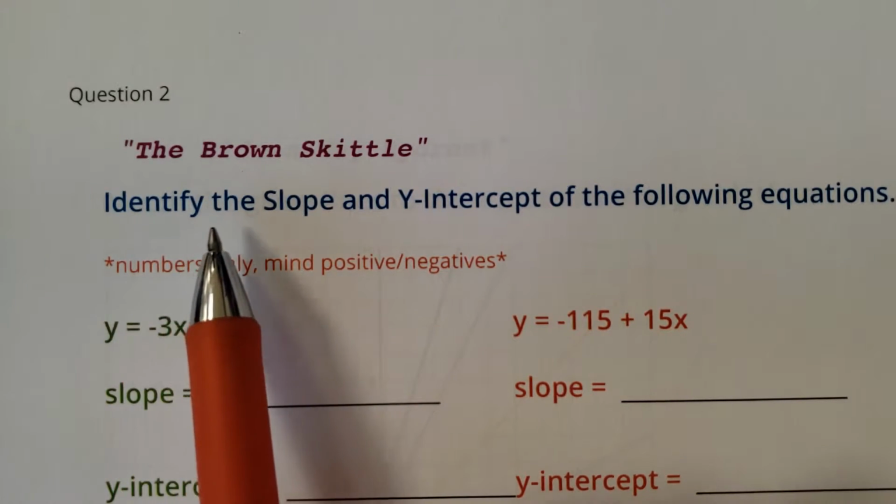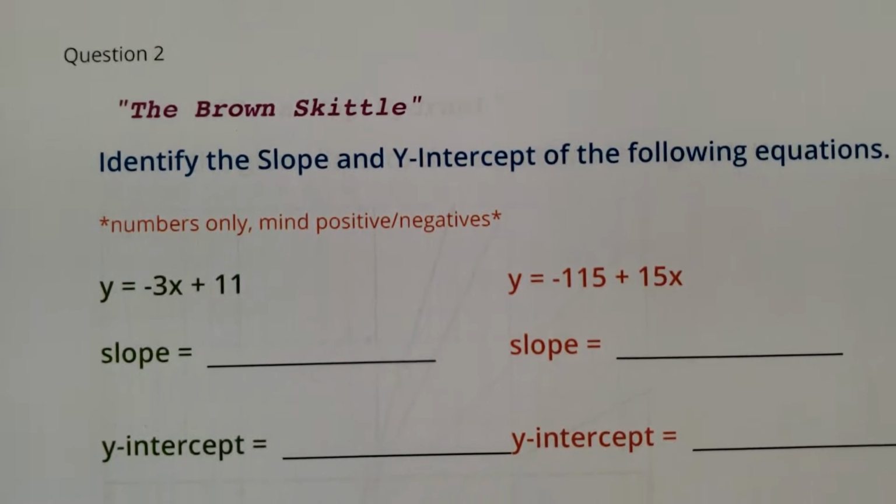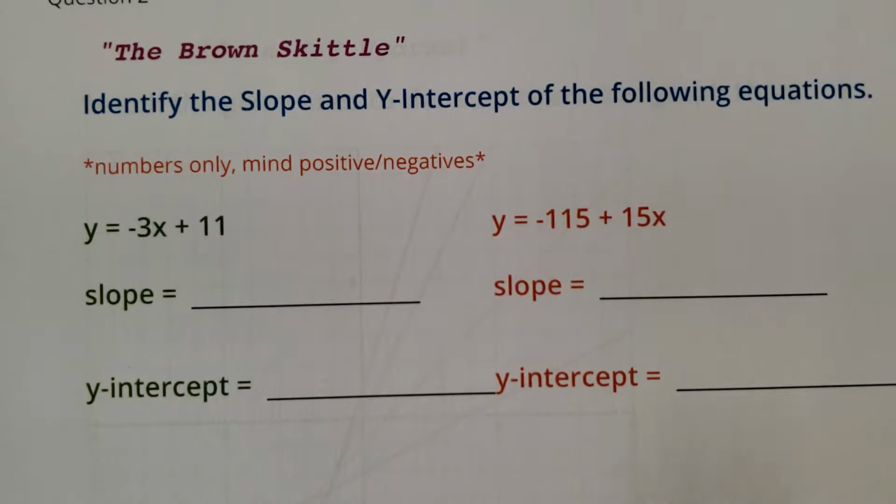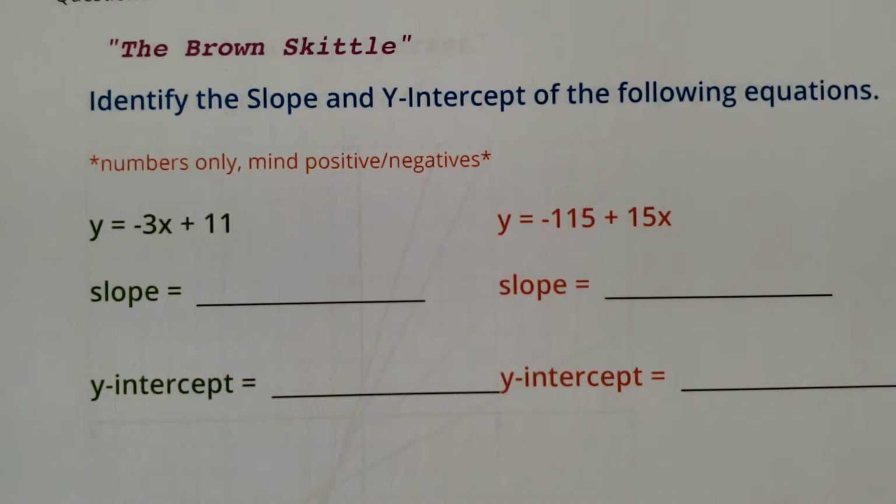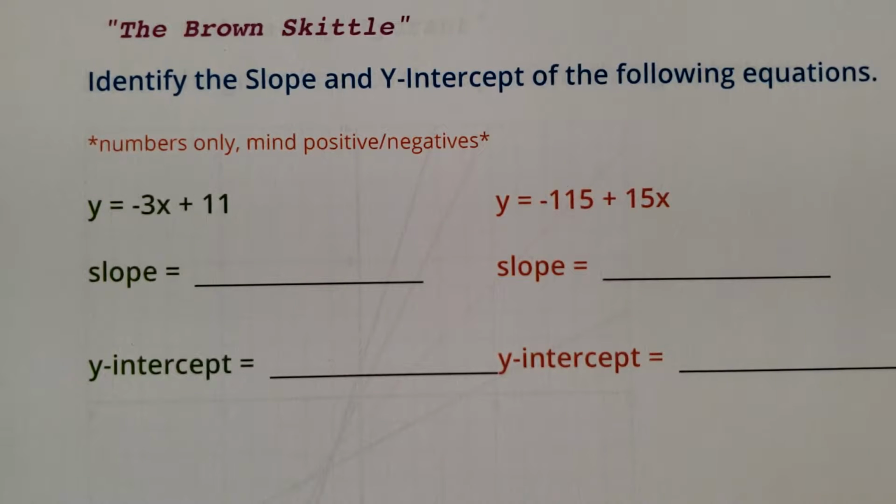Here we go. Identify the slope and the y-intercept of the following equations. Numbers only, mind the positive and negatives. All right, so if it's a positive slope, we'll just leave it as a positive. If it's a negative, make sure you include the negative sign.